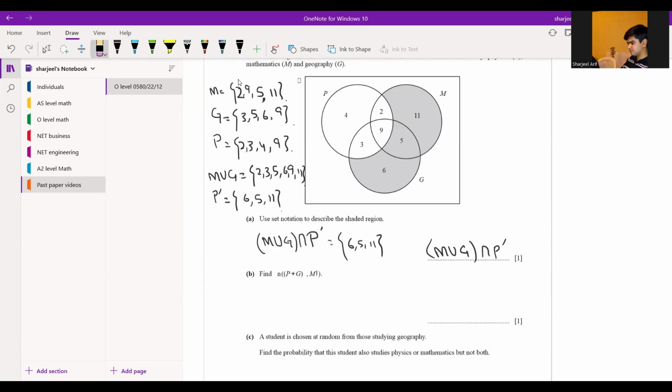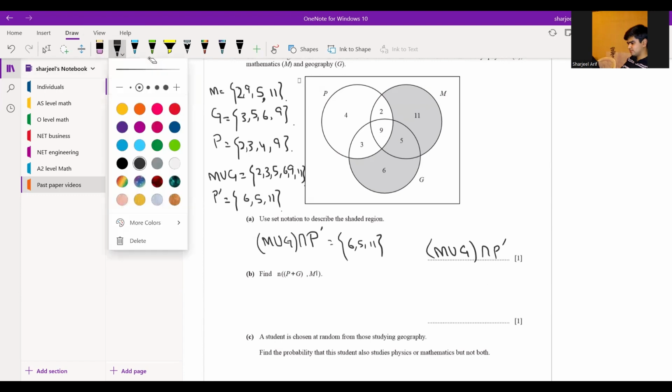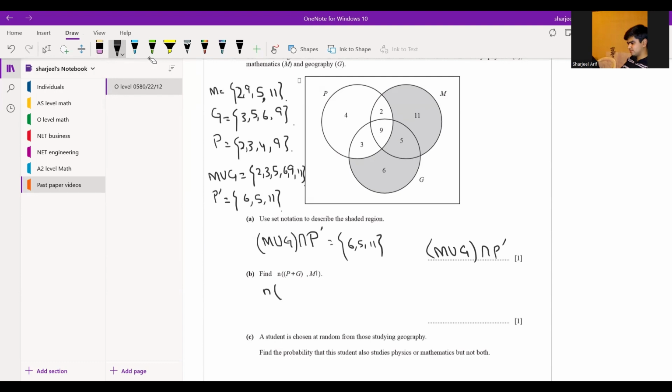In the question, they have asked you to find the number of elements in our previous part. So we have to find the number of elements in M union G intersection P complement. So that would be 6 plus 5 plus 11. Answer would be 22.